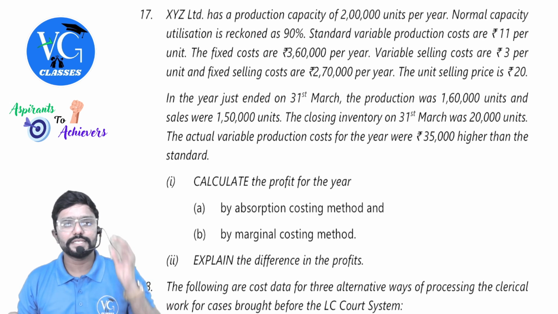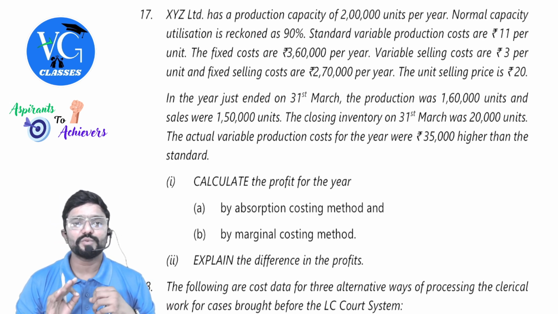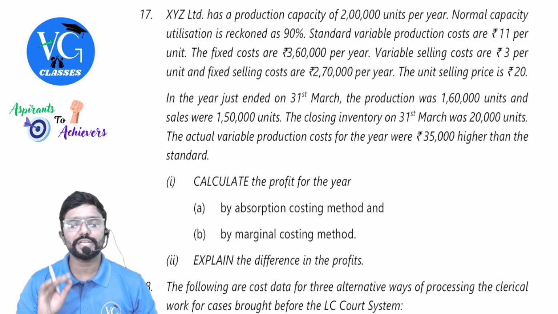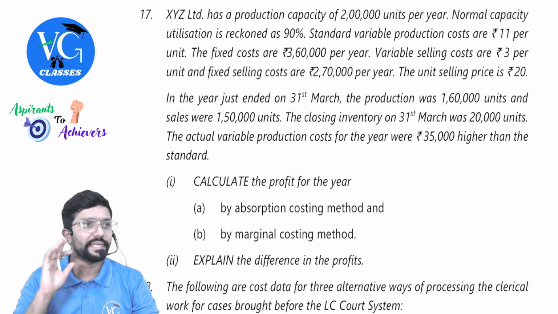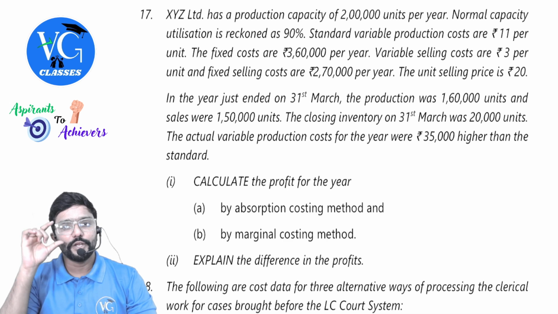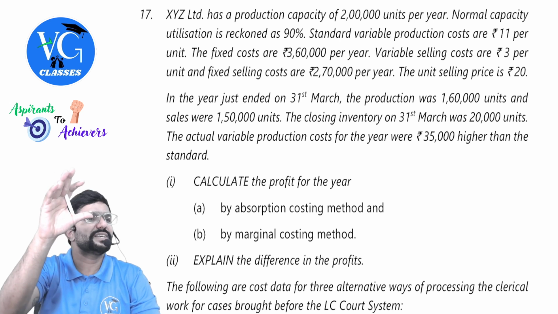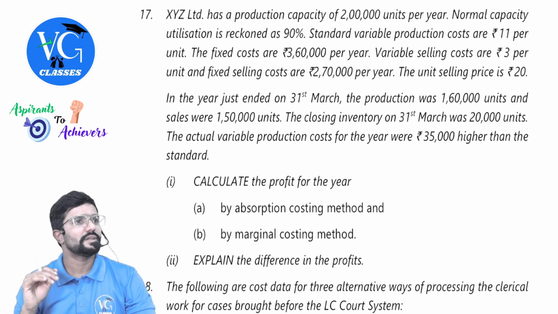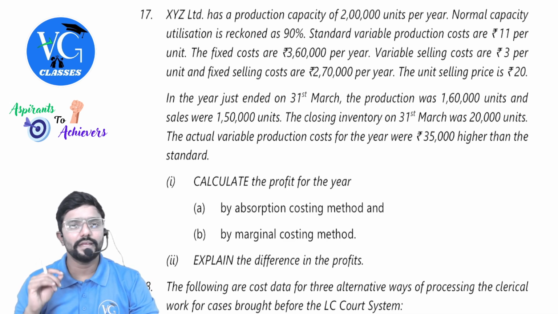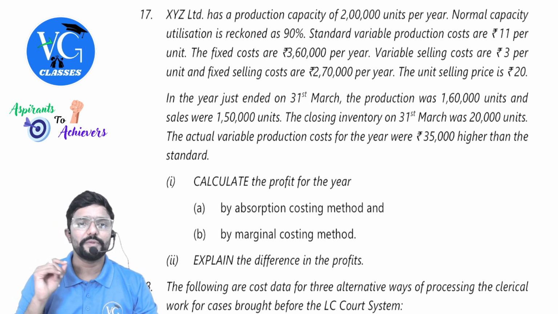Question number 17. XYZ Limited has a production capacity of 2 lakh units per year. Normal capacity utilization is reckoned as 90%. That means how much are they producing? 180. Normal capacity is 1,80,000. Standard variable production cost is 11 rupees per unit.